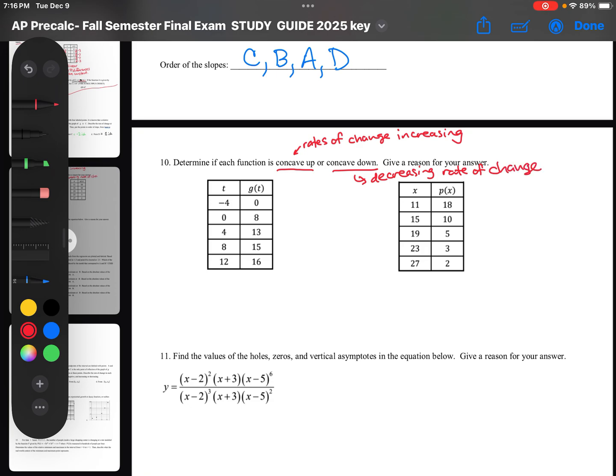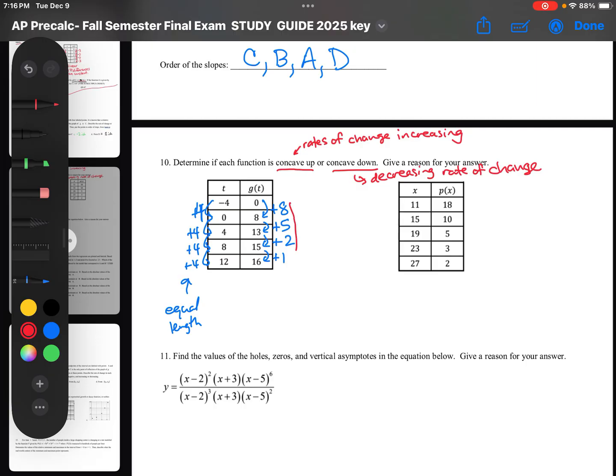Okay, so we're going to do kind of like what we did a little bit ago where we were checking how the changes change. So t, we increase by 4, and then by 4 again, and then by 4 again, and then by 4 again. So I can see I have equal length inputs. Okay, we want that to happen. So now I need to see how my outputs change. All right, so 0 to 8, I went up 8. 8 to 13, up 5, 13 to 15, plus 2, 15 to 16, plus 1.